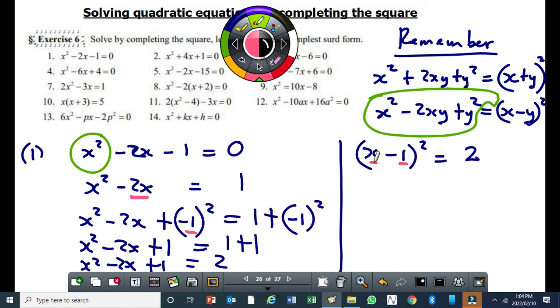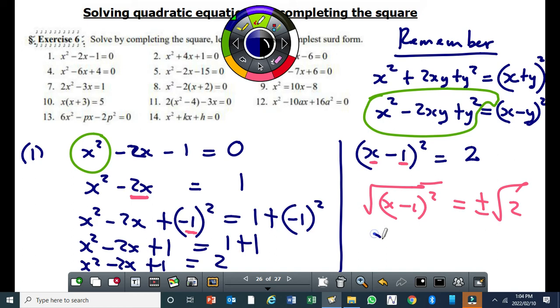Then from here, since we want to solve for x, we have to find the square root of both sides. So this will become the square root of x minus 1 squared is equal to plus or minus the square root of 2. I'm putting plus or minus because once I take the square root of that positive 2, it's also a negative 2. Then from here you get x minus 1 equal to plus or minus the square root of 2. So in the end, you will get x equal to 1 plus or minus the square root of 2.